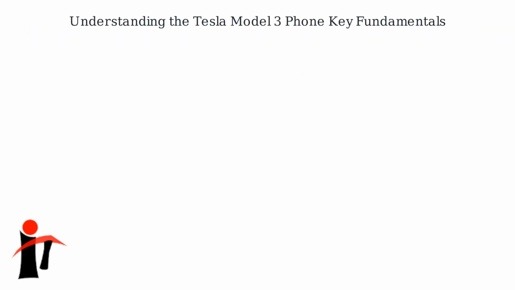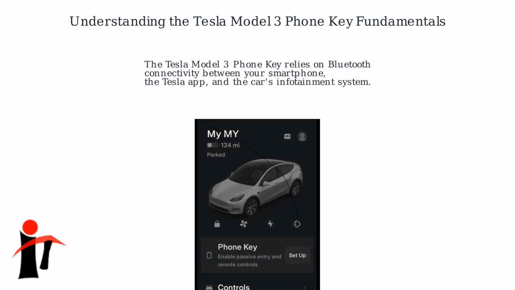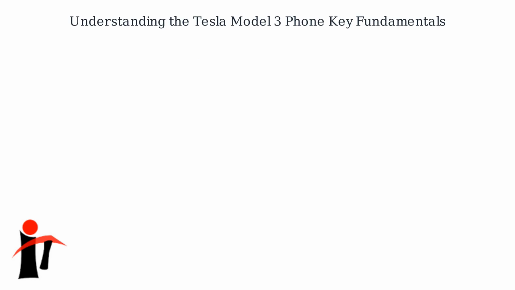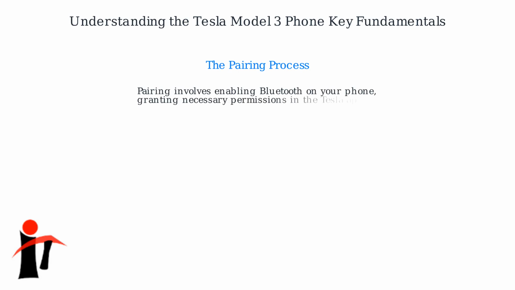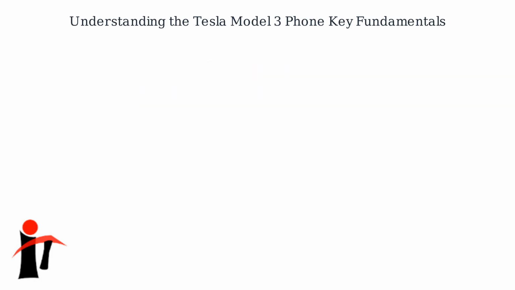The Tesla Model 3 phone key relies on Bluetooth connectivity between your smartphone, the Tesla app, and the car's infotainment system. This wireless connection allows seamless access to your vehicle without physical keys. The pairing process involves enabling Bluetooth on your phone, granting necessary permissions in the Tesla app, and performing initial setup near the car's console. This creates a secure wireless link between devices.